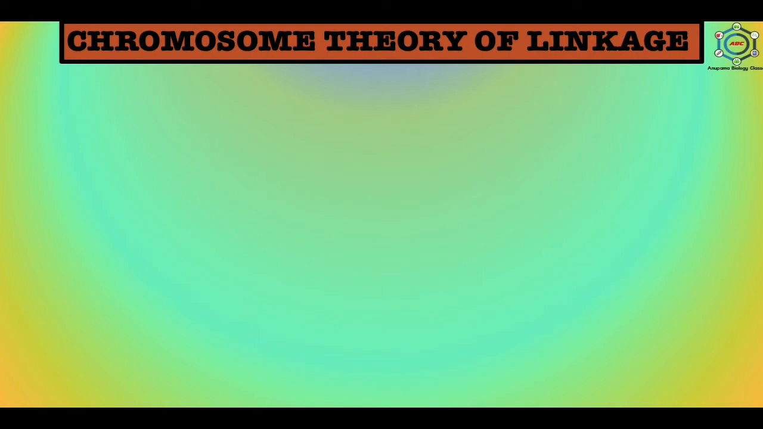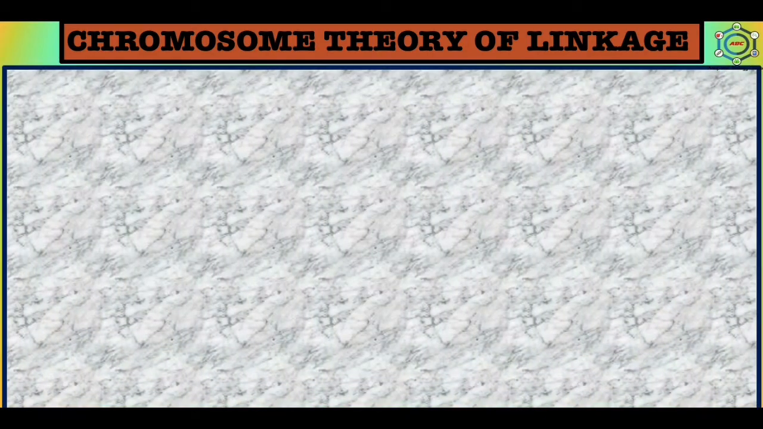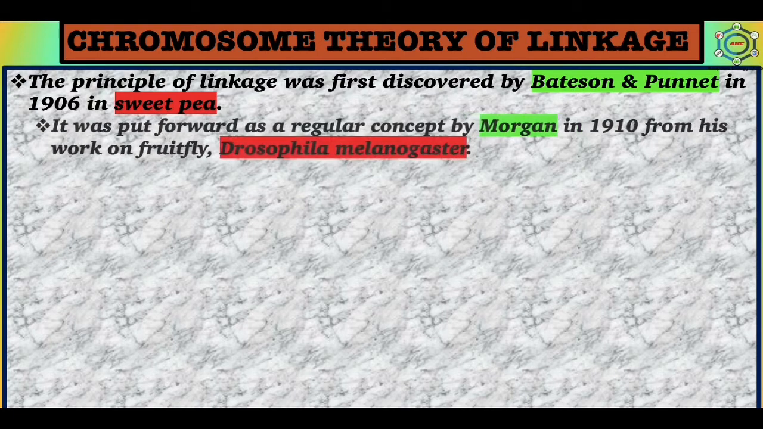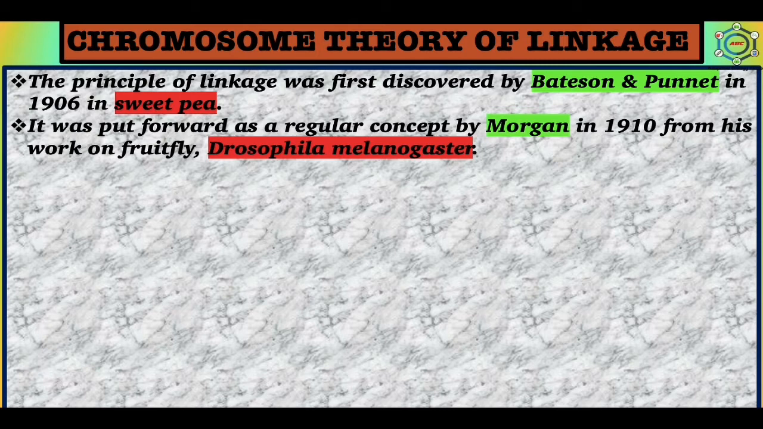Now, the chromosomal theory of linkage: the principle of linkage was first discovered by Bateson and Punnett in 1906 in sweet pea. It was put forward as a regular concept by Morgan in 1910 from his work on the fruit fly, that is Drosophila melanogaster.